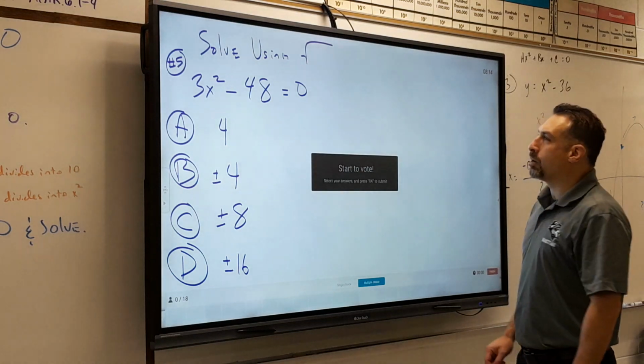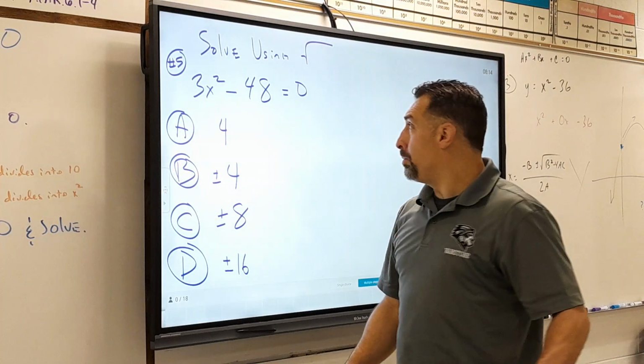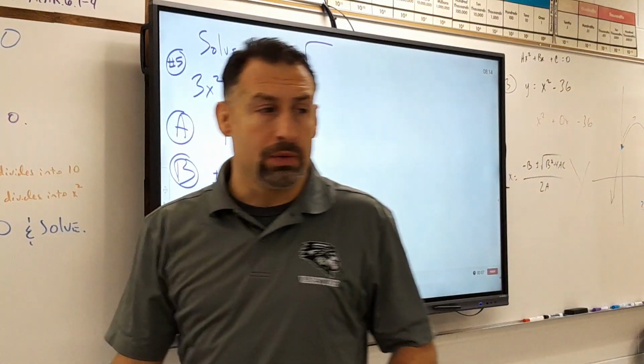This one is from the category where problem number 5 falls on your test review. You're supposed to solve it directly using the square root symbol.